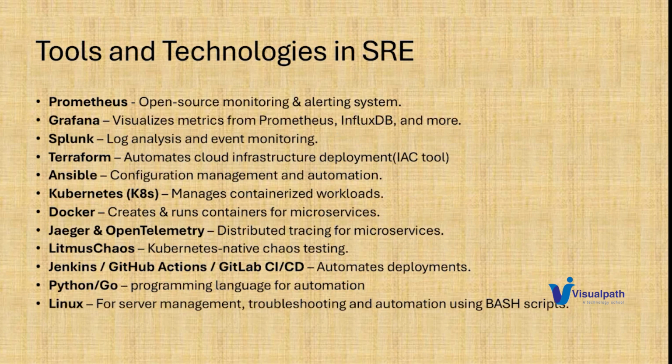So now, this is one thing. These are the basic tools we can use in SRE. Number one is Prometheus. Prometheus is an open source monitoring and alerting system. Basically, what Prometheus does is, as a whole, it monitors the entire system. It is an open source tool that has been designed to monitor the system's reliability and scalability.